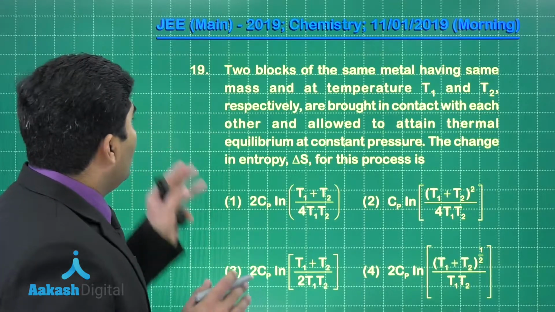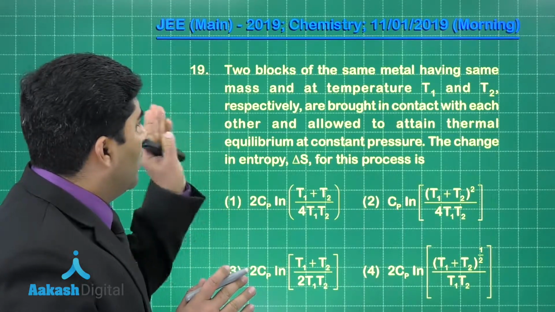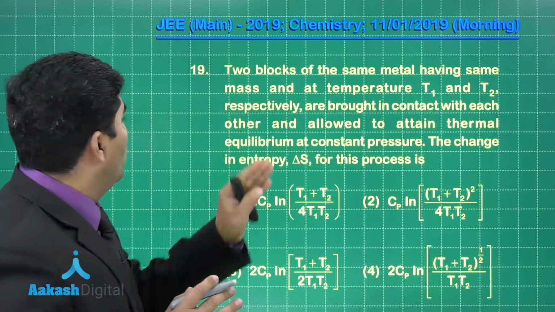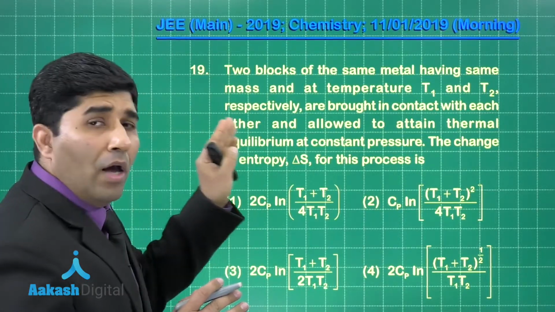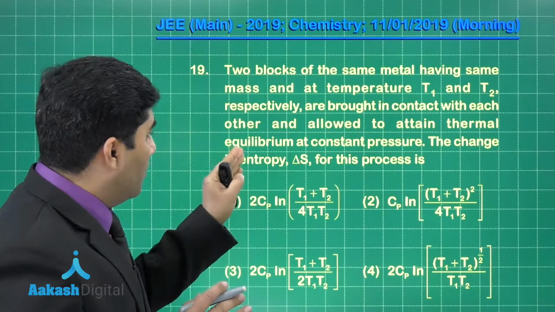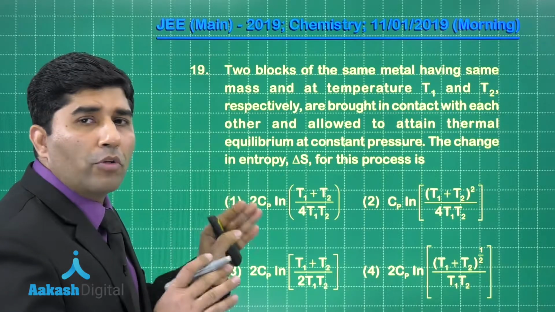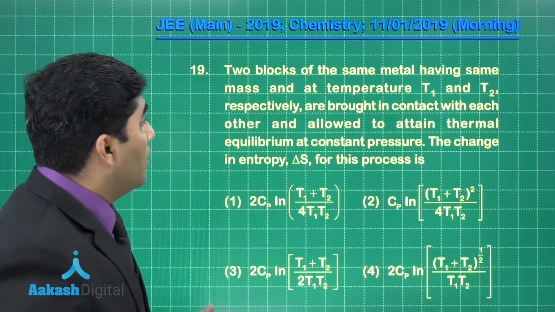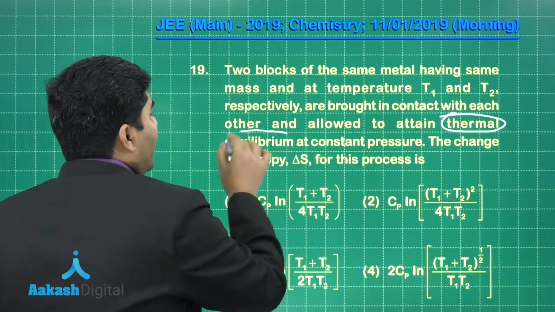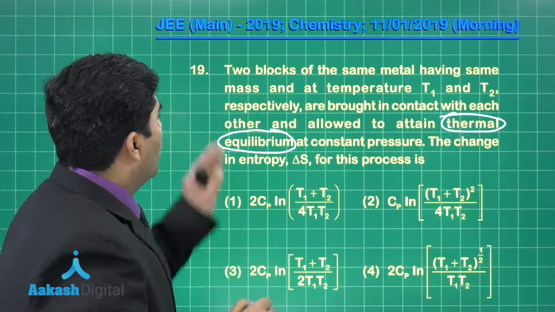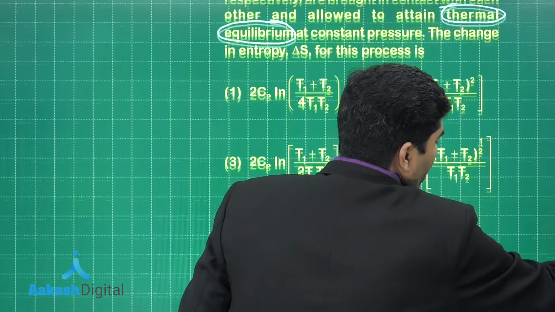So now in question number 19, he is asking: two blocks of the same metal having the same mass at temperatures T1 and T2 respectively are brought in contact with each other and allowed to attain thermal equilibrium. At constant pressure, the change in the entropy delta S for this process is? First I want to clear that when thermal equilibrium is achieved, the temperature of both of the blocks will become the same, right? Let's move on to the solution of this question.